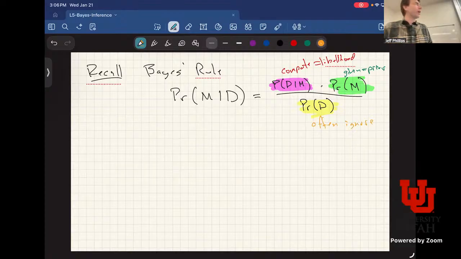Okay, and we talked about that one. We'll often, because we're given the data, not need to know the probability of it. We kind of factor this out, okay? And last lecture, we talked through two examples. The first one was the cracked windshield example.